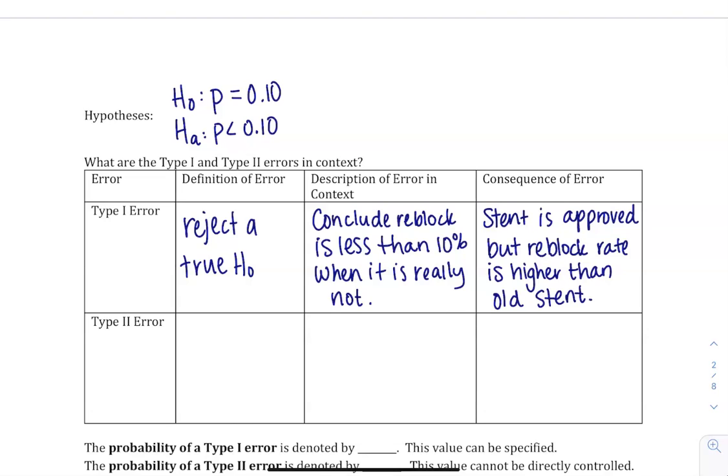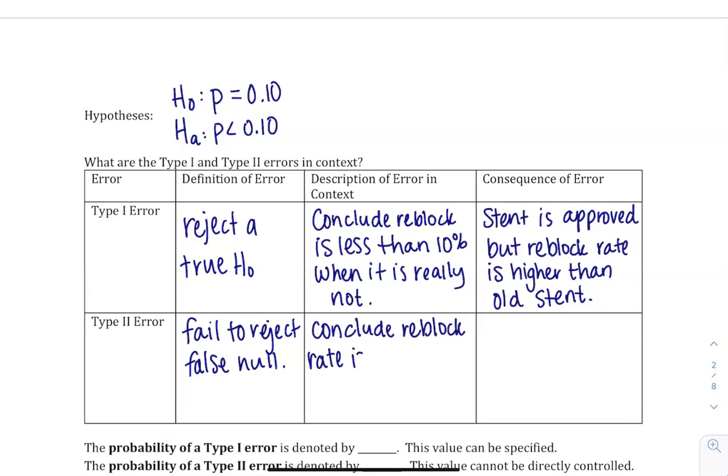Then our type 2 error is that we fail to reject a false null. So we conclude that the reblock rate is not less than 10% when it really was. So what are the consequences of that? Well, the stent is not approved, but it should have been.